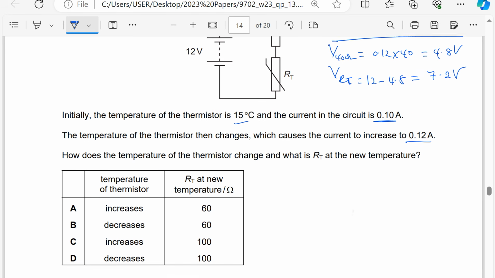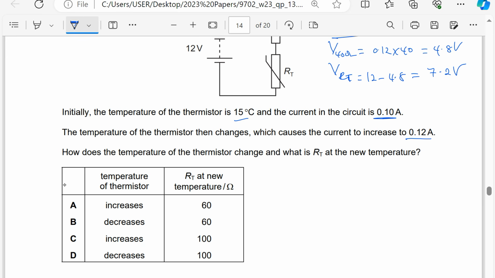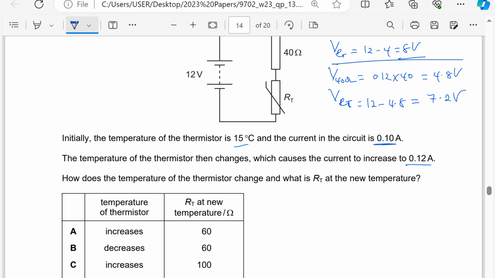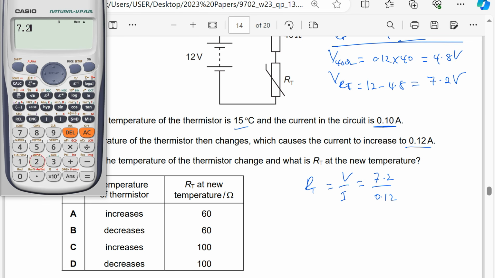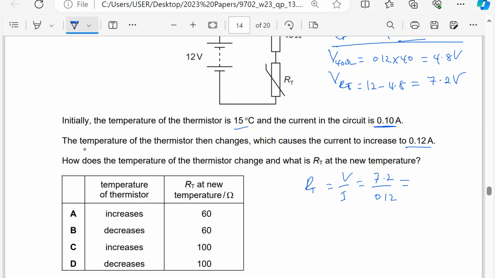So what is the question? How does the temperature of the thermistor change, and what is RT at the new temperature? VT at the new temperature is 7.2 volts. RT is V over the current, which is 7.2 over 0.12. That is 60. 7.2 divided by 0.12 is 60. So the resistance of the thermistor at the new temperature is 60 ohms.